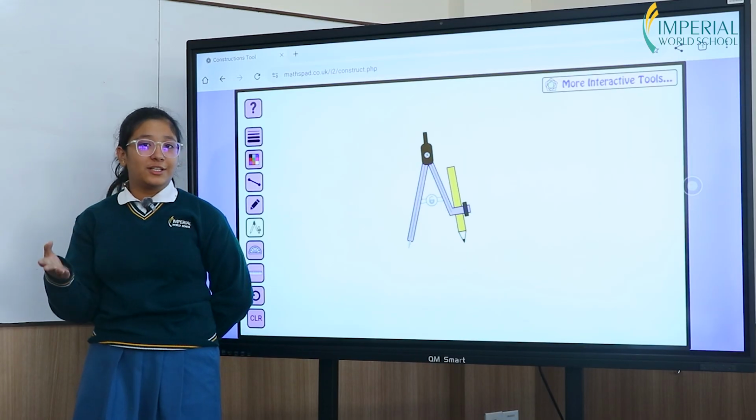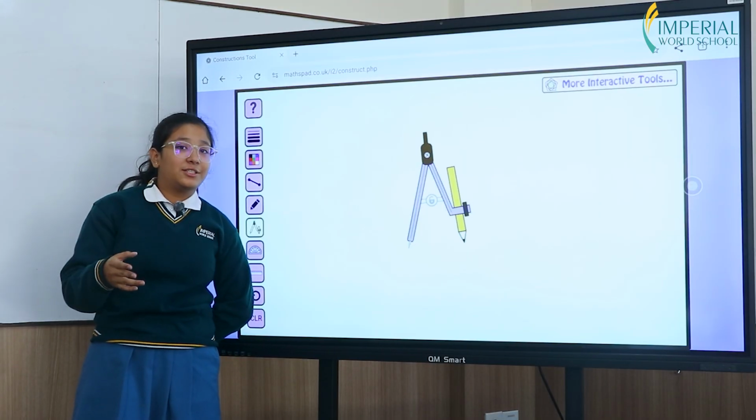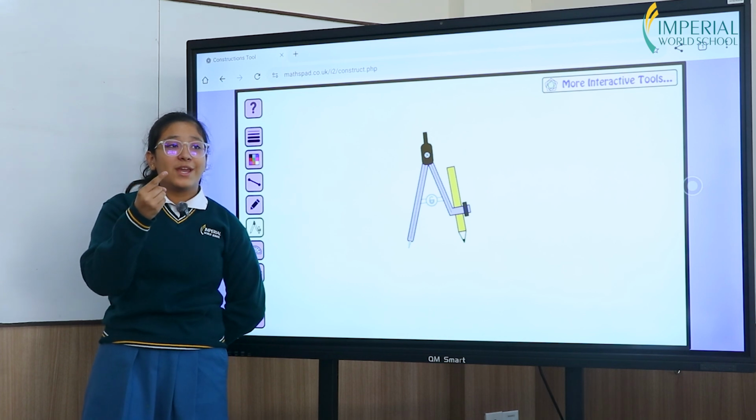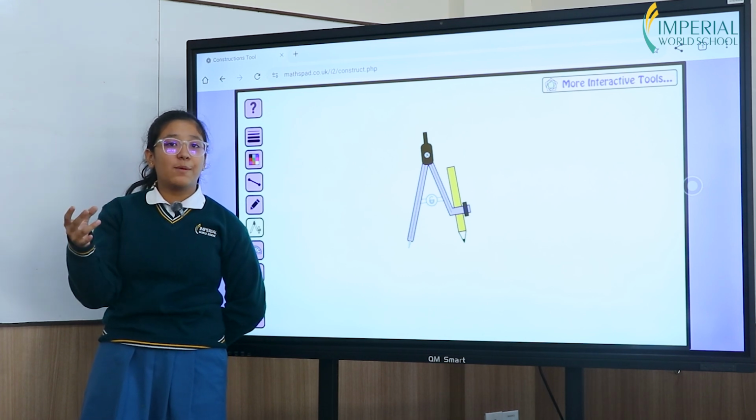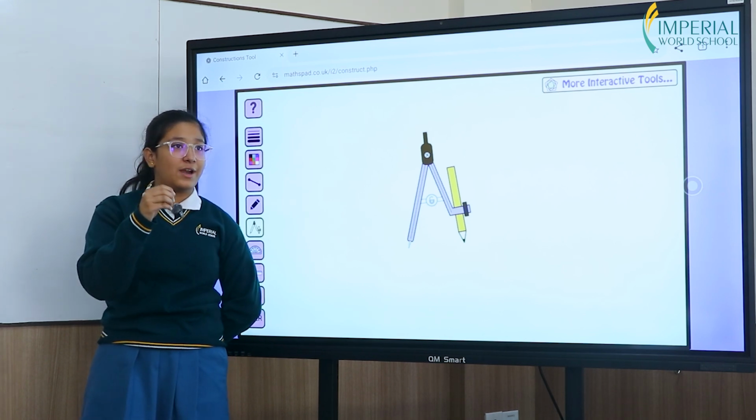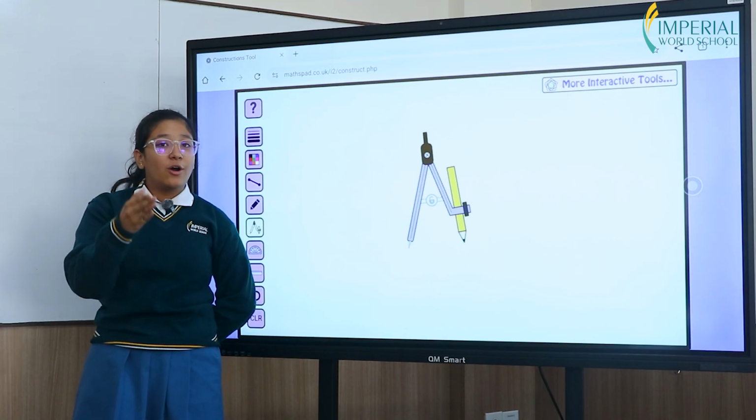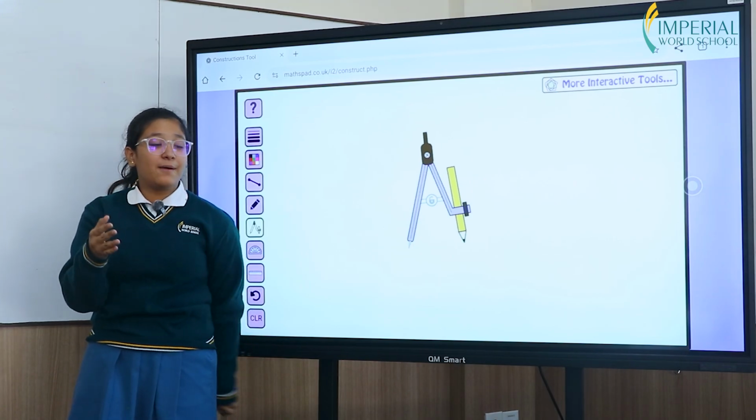Let's start with the construction of a circle. You can construct a circle in two ways. The first way is to use any circular object and trace it on a paper or any surface that you want to draw it on. Or B, you can use a compass.